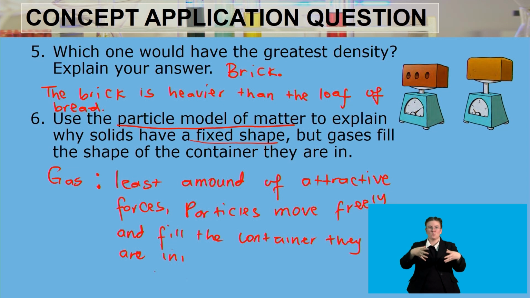And because of the least amount of attractive forces, they're able to move around freely within that container that they are in. So that is why the gas particles do not have a fixed shape, because they are free to move around in the entire container, whereas the solid particles have a fixed shape because the forces of attraction between the particles are so big that those particles are closely packed together, and because of that, they just vibrate around a fixed point.